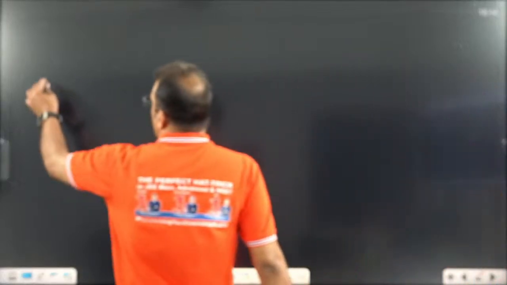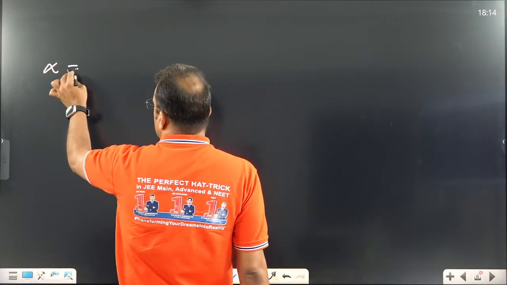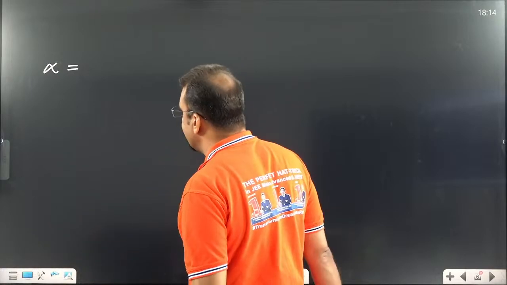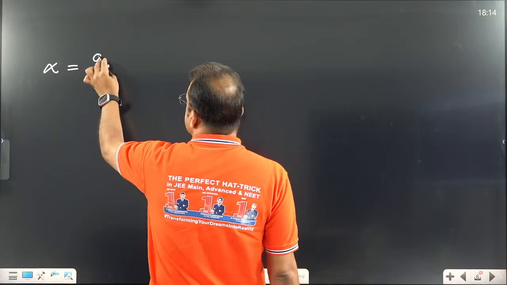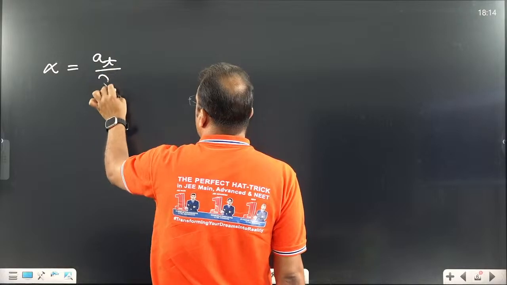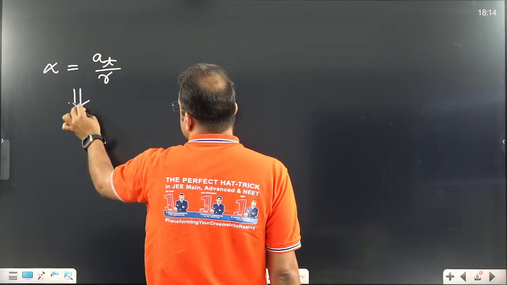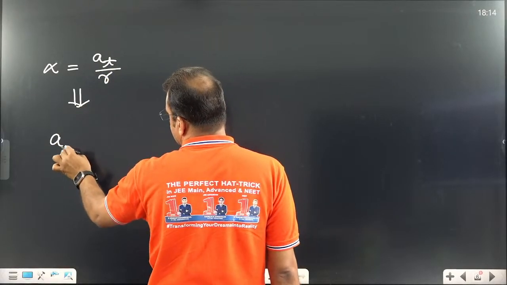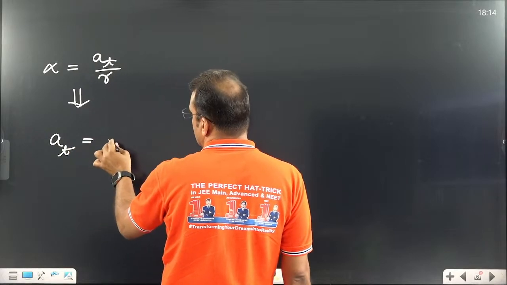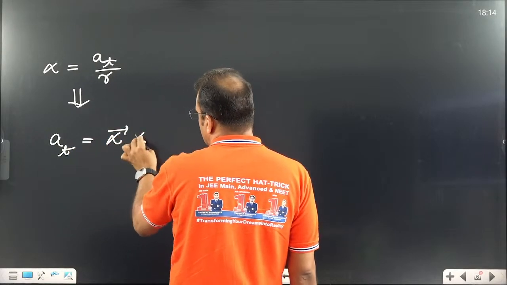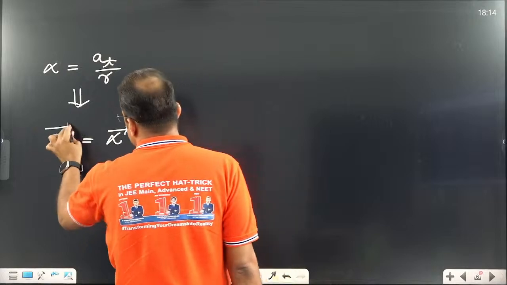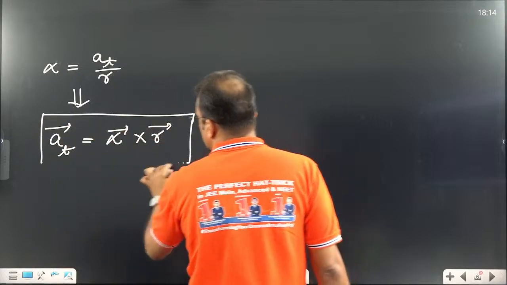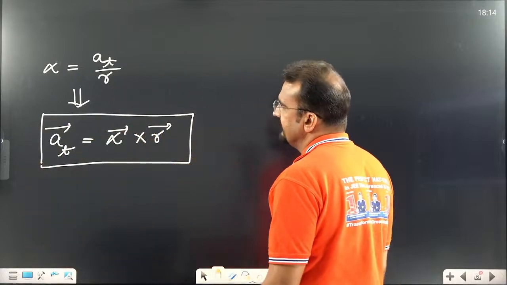So we have alpha, which means angular acceleration. And my dear student, alpha is equal to AT divided by r. Remember that, AT means tangential acceleration. This is the relation. In vector form, you can define AT as alpha cross r. Very important. Directly remember this concept also. So this is the alpha formula.